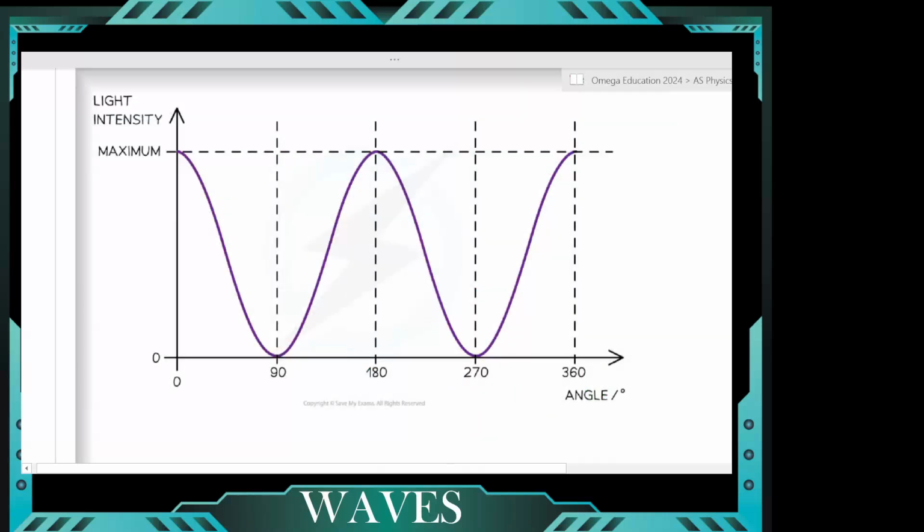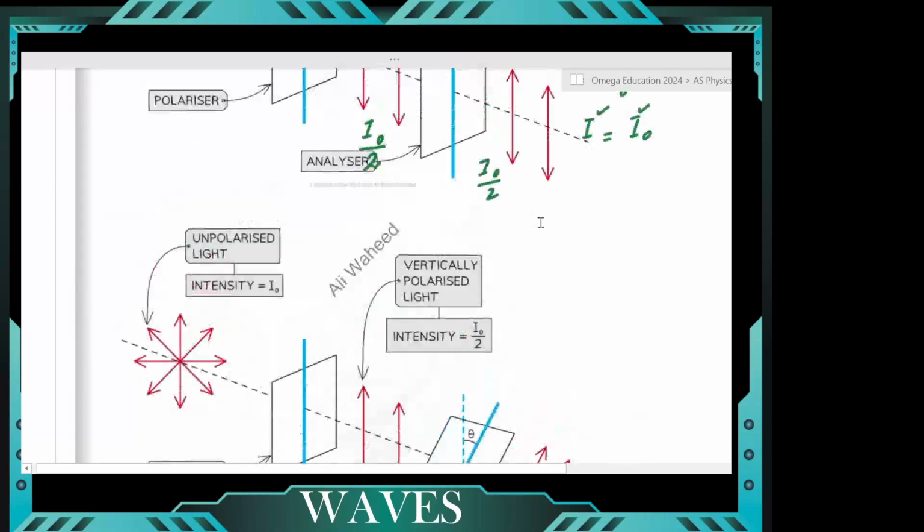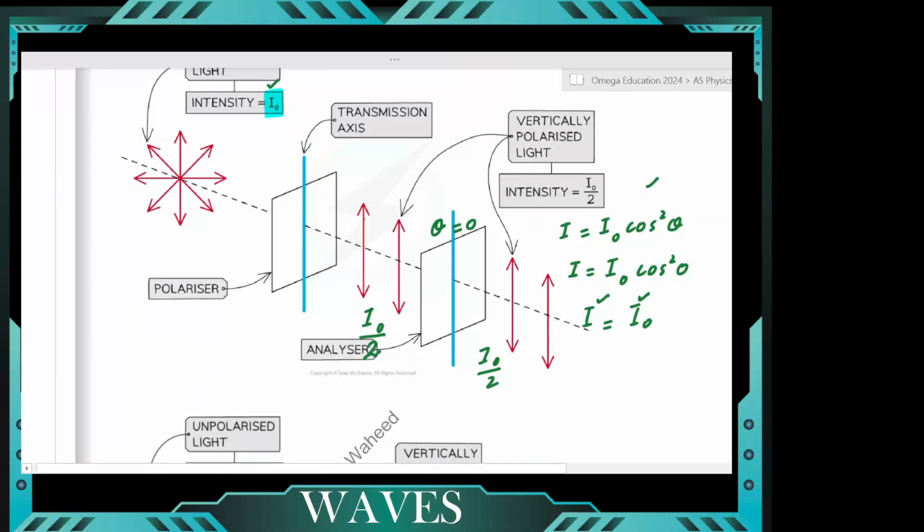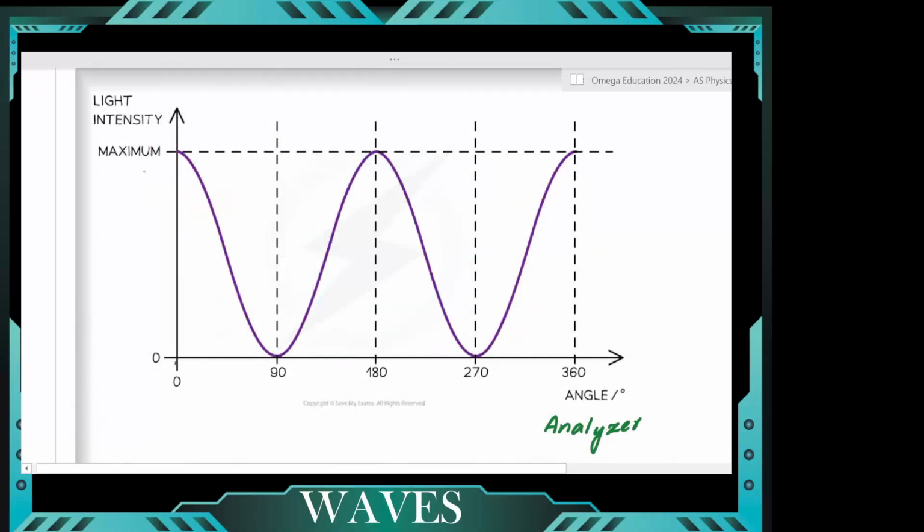Now this one is the angle for the analyzer. What does that mean? The second polarizer is your analyzer. So if that analyzer is placed at an angle of 0, you see the angle between the light before the analyzer and the axis of the slit is 0. It's placed exactly the same way, so you get the maximum intensity.